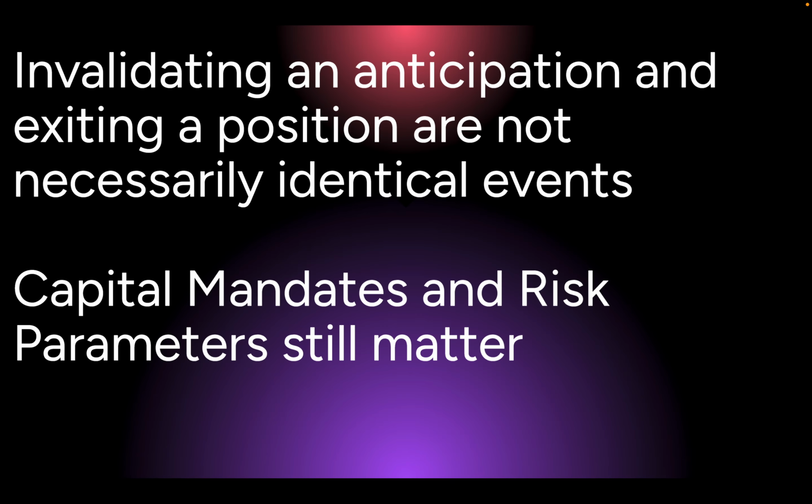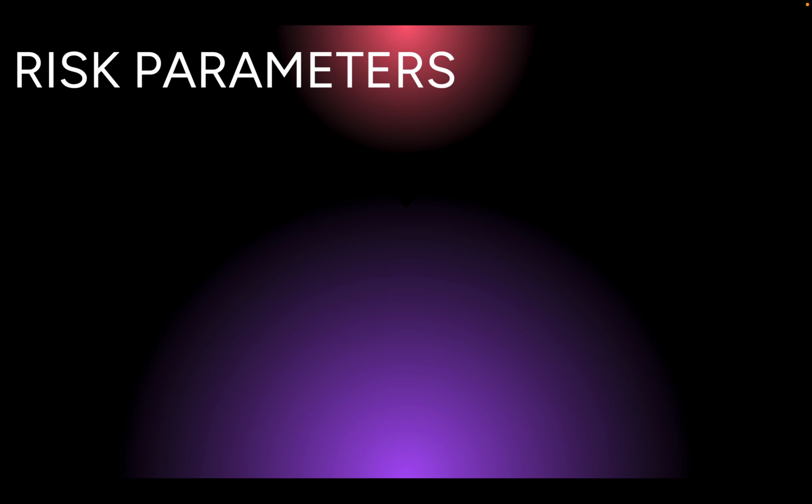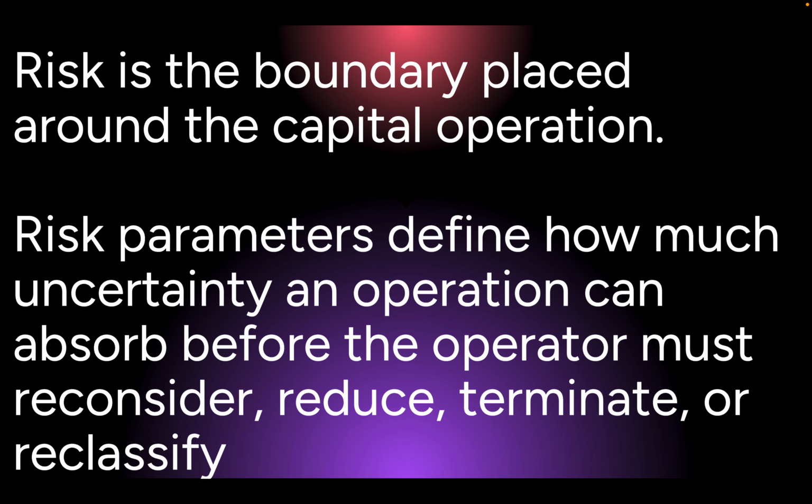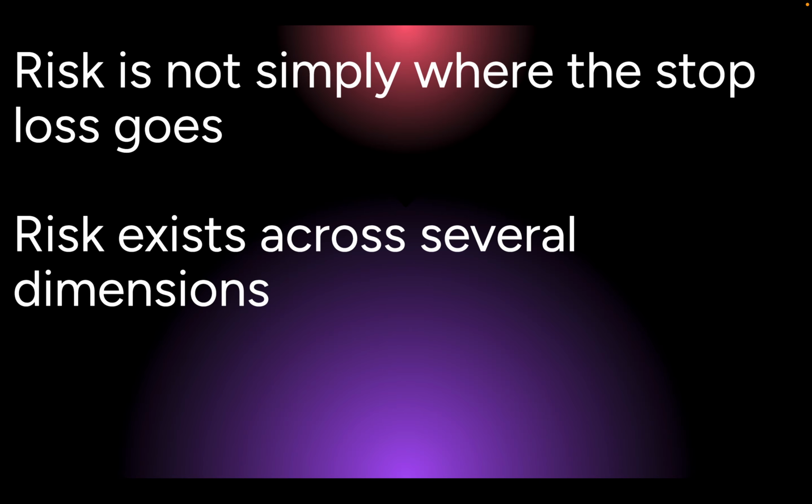This is ultimately saying that capital mandates and risk parameters matter. So now we'll talk risk parameters. Ultimately, what is risk? Risk is the boundary placed around a capital operation. Risk parameters define how much uncertainty an operation can absorb before the operator must reconsider, reduce, terminate, or reclassify. Risk is not simply where does the stop loss go? Risk exists across several dimensions.